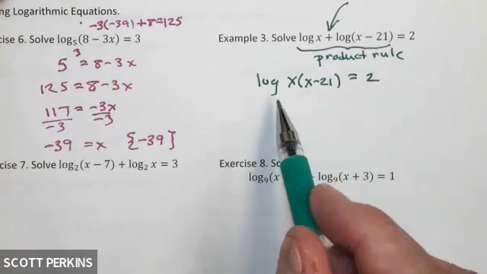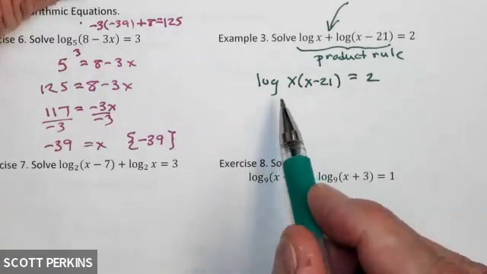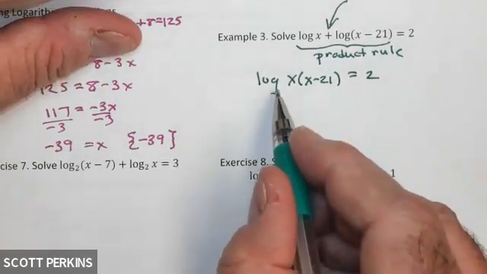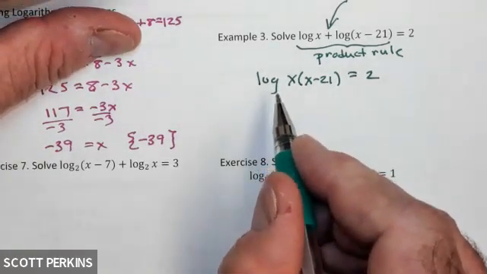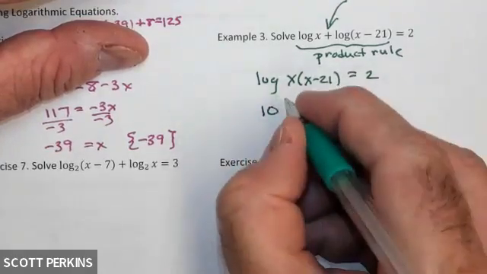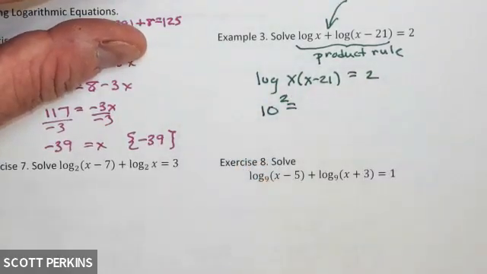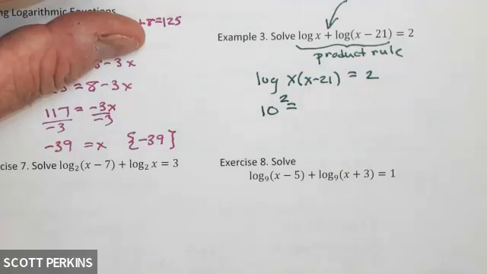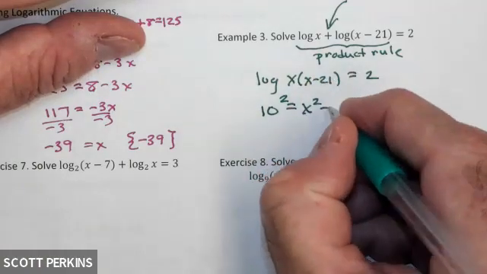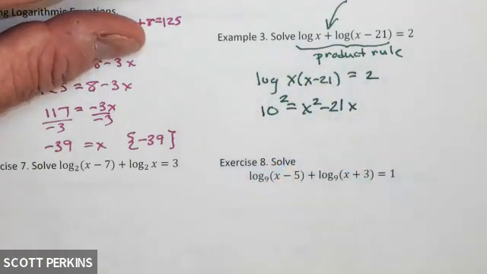So I know one's not written. What is the base of this statement? 10. This is the common logarithm. Remember, when there's no base written, the 10 is implied. So this is 10 to the second power is equal to, and if you don't mind, I'm going to go ahead and distribute just to save myself a little green ink here. So x times x is x squared. X times -21 is -21x.